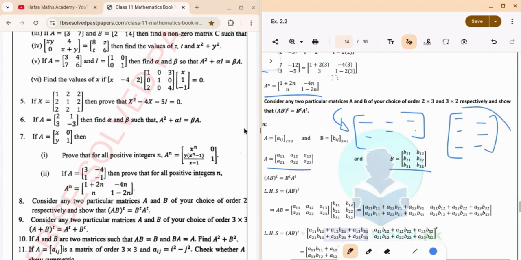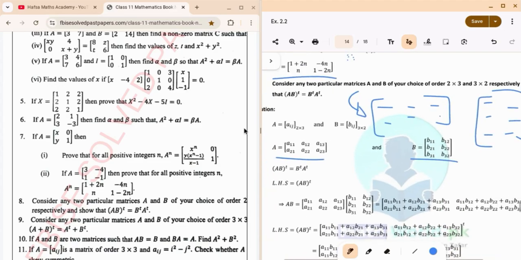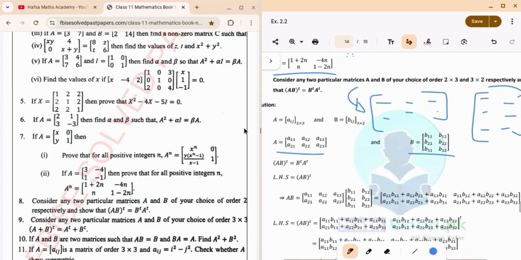Yeah, if you want to do it that way, I'm pretty sure it can work, but I guess this is the safer side if you want to do that. All it's asking you is to consider any 2 matrices A and B of your choice with these orders respectively, and then to prove this law over here that they've shown.